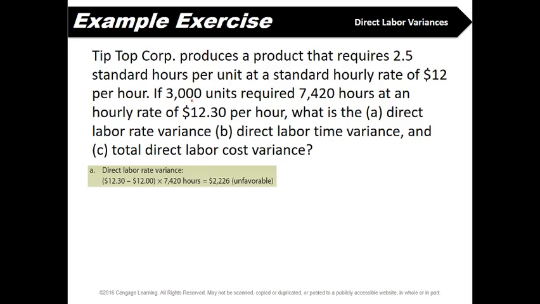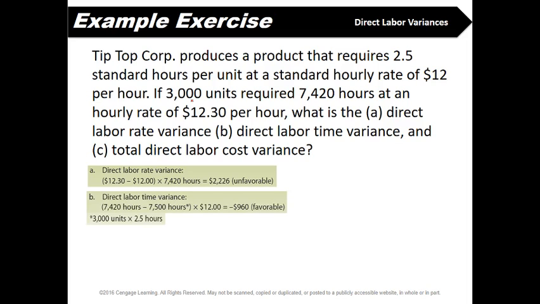Now let's look at the time. It took us 7,420 hours. Normally it should be 2.5 standard hours for 3,000 units, which is 7,500 hours. So if we take that difference and multiply it by the $12 standard cost per hour, that means that we had a $960 favorable variance.